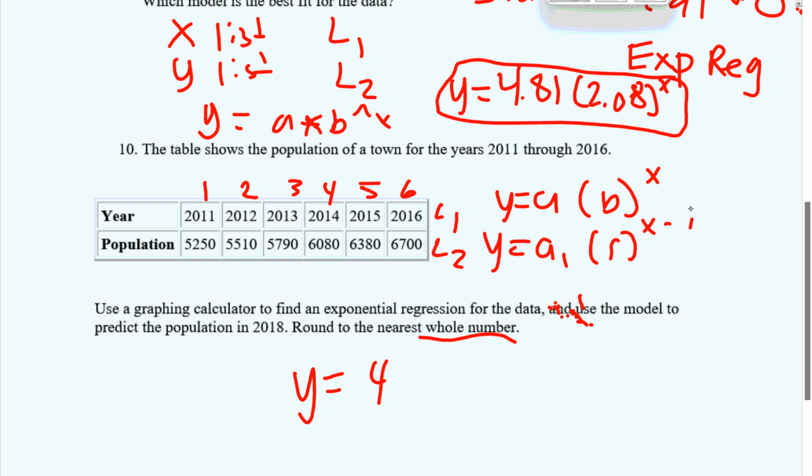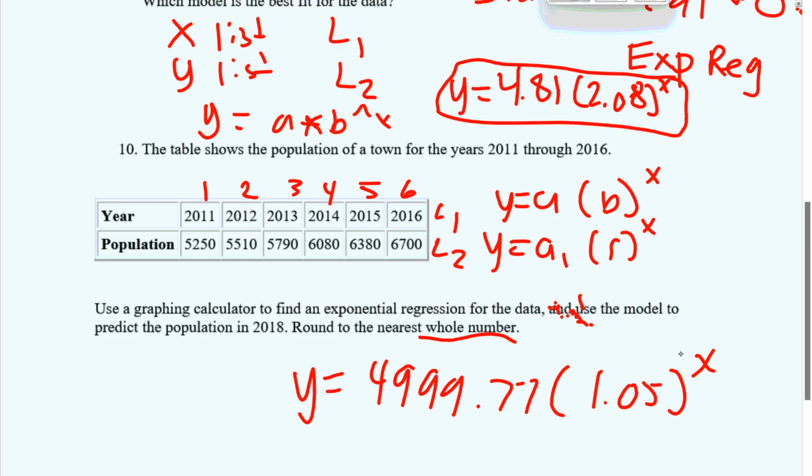Okay, and that's the equation that they're giving you. We're used to this -1 on there, but they're not really worried about that. So A is 4,999.77, and our R is 1.05 raised to x, and that's the equation that I write. So you can check this. Some of your calculators are on this. Sometimes when you hit calculate, you'll have an R at the bottom.